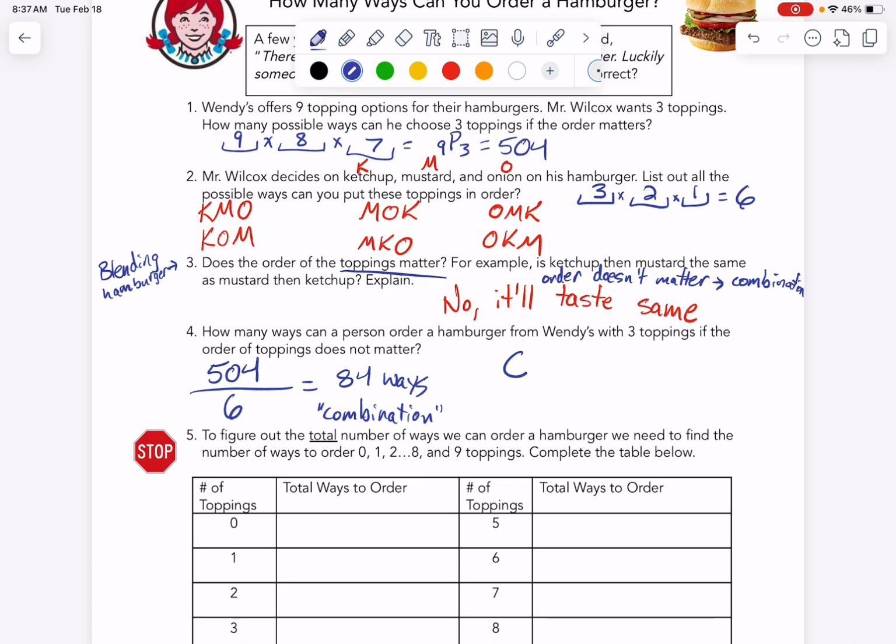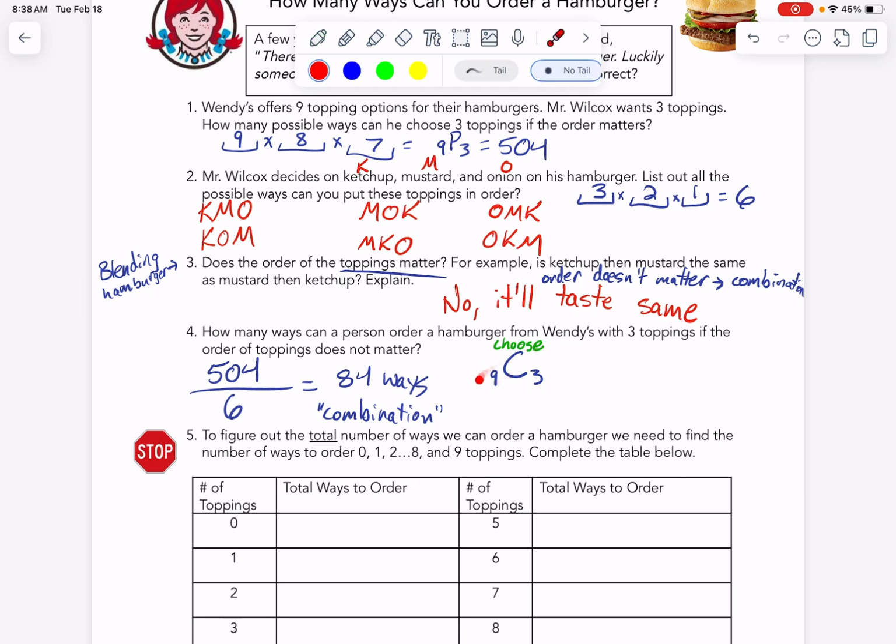So instead of a P, now we're using a C. And we're still going to write it as if we had slots and options. So I still have 9 options. I'm picking 3 of those options, so I still have 3 slots. The only difference is we don't really say 9 combine 3. The way we pronounce this is actually 9 choose 3.